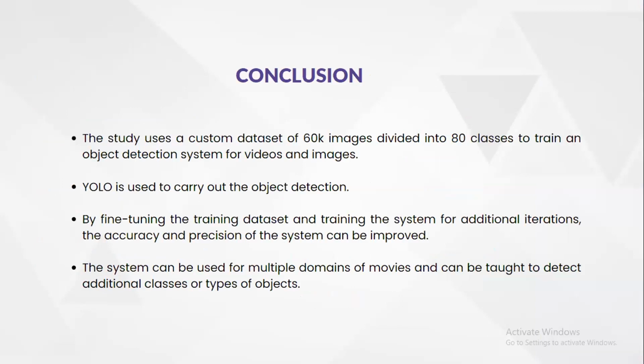We have used 60,000 images, which are divided into 80 classes, or 80 objects. Then we trained the system for object detection, for real-time detection, by fine-tuning the training dataset and testing, and training the system for additional iterations to gain more accuracy and precision. As there are many applications of object detection in today's world, where robotics and AI are coming, object detection plays a very important role.